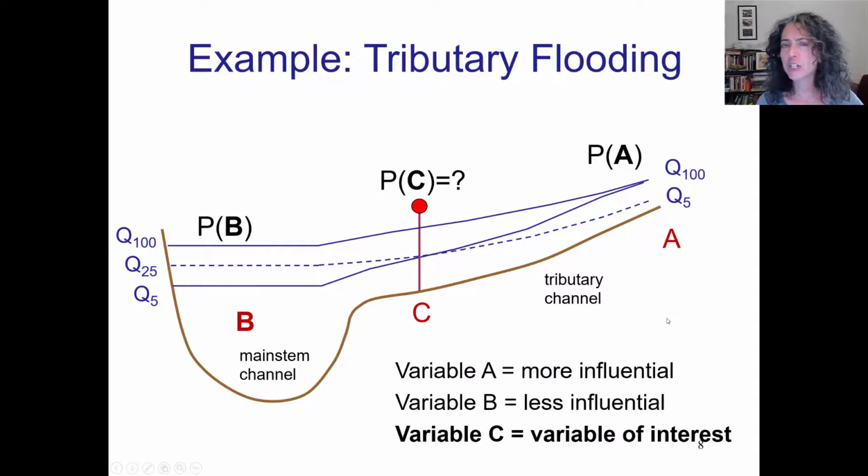Now, I didn't just assign these variable names randomly. My variable C is the variable of interest. In this case, it was the stage on the tributary where there might be a damage area. Variable A is the more influential variable, the one that has more influence on C, and variable B is the one that has less influence. So in that case, the annual probabilities at C are going to be based on annual extreme probabilities at A, and not necessarily the annual extremes at B.